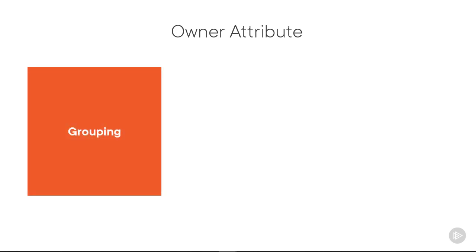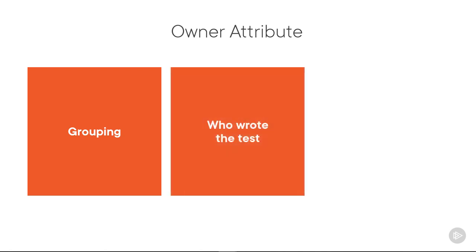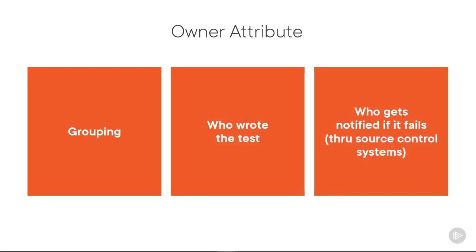Let's now take a look at the grouping attributes that allow us to group our tests. The first one is the owner attribute. So this is a grouping attribute. It specifies who wrote the test, and depending on the framework you're using and the source control system that you're using, it could actually be used to notify the person if the test fails. So this is nice to be able to assign some sort of person to a unit test so that they're required to fix that up and they'll get a notification.